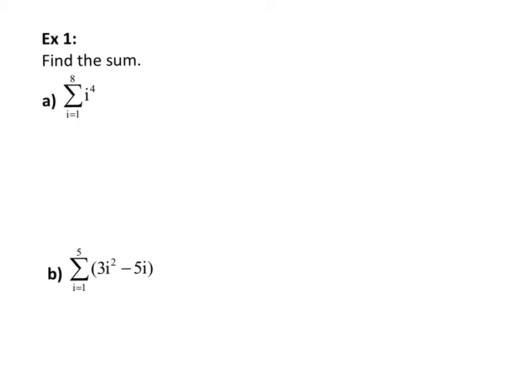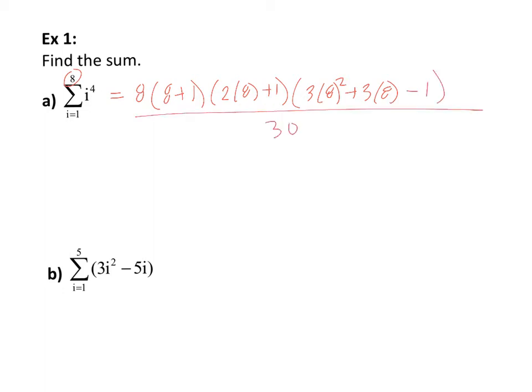i to the fourth power. So that means then that my n value is 8, and I'm using the fourth power formula. So I'm going to have 8 times 8 plus 1 times 2 times 8 plus 1 times 3 times 8 squared plus 3 times 8 minus 1 all over 30. And we get 8,772.